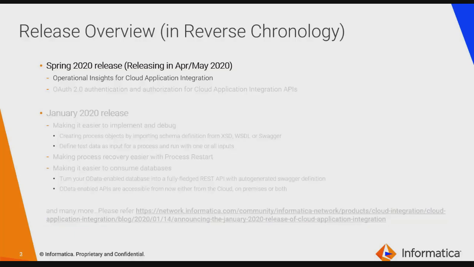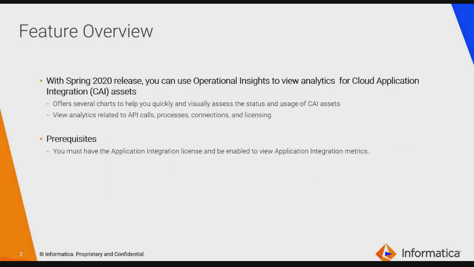Let's move ahead. I'm going to first talk about operational insights for Cloud App Integration. With the Spring 2020 release, you would be able to monitor your Cloud App Integration assets as part of the operational insights offering. This would be available as part of Operational Insights, where you will have a separate page for Cloud Application Integration assets monitoring, and it will offer several charts to help you quickly and visually assess the status and usage of CAI assets, and at the same time view analytics related to the API calls, processes, connections, and licensing.